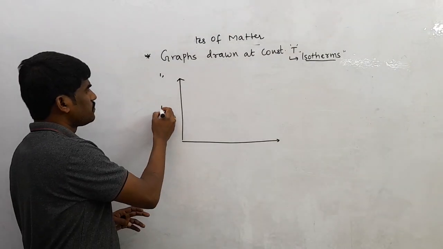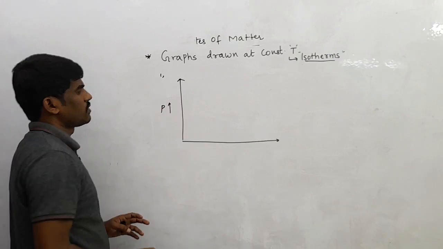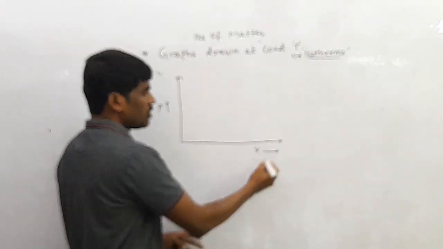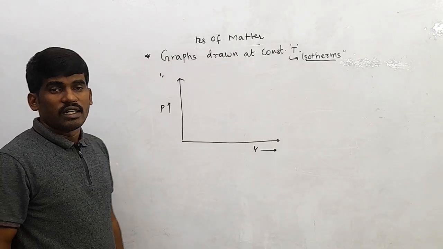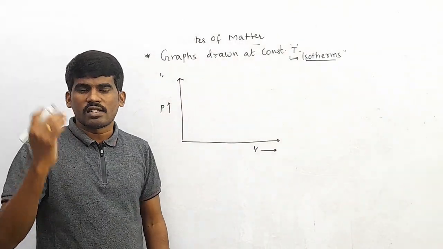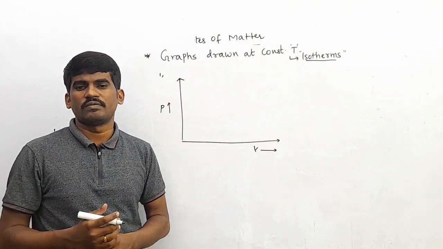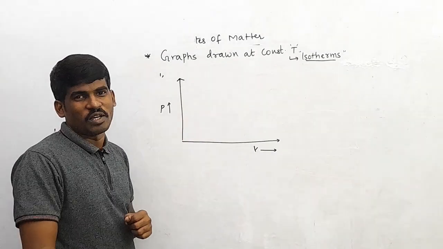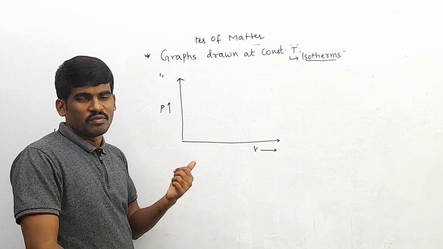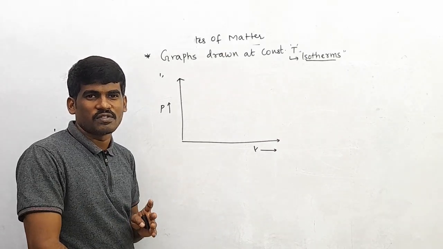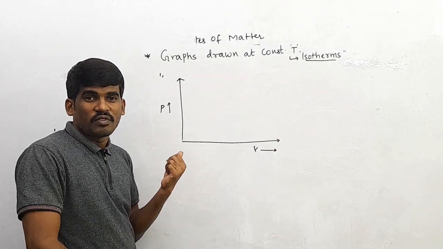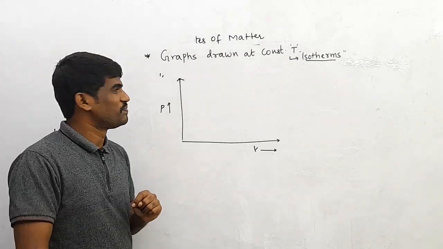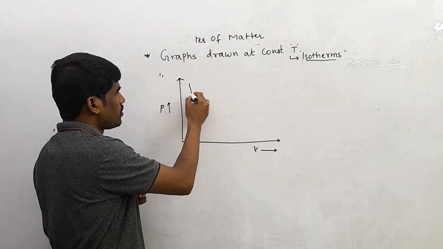Pressure component, I am going to take it on the y-axis, and volume component I am taking on the x-axis. That indicates as volume increases, pressure decreases. This kind of graph we are calling a rectangular hyperbola, right? Just now we have discussed various kinds of graphs, and the first kind of graph, the rectangular hyperbola, we are using in Boyle's law itself. So this is a rectangular hyperbola.